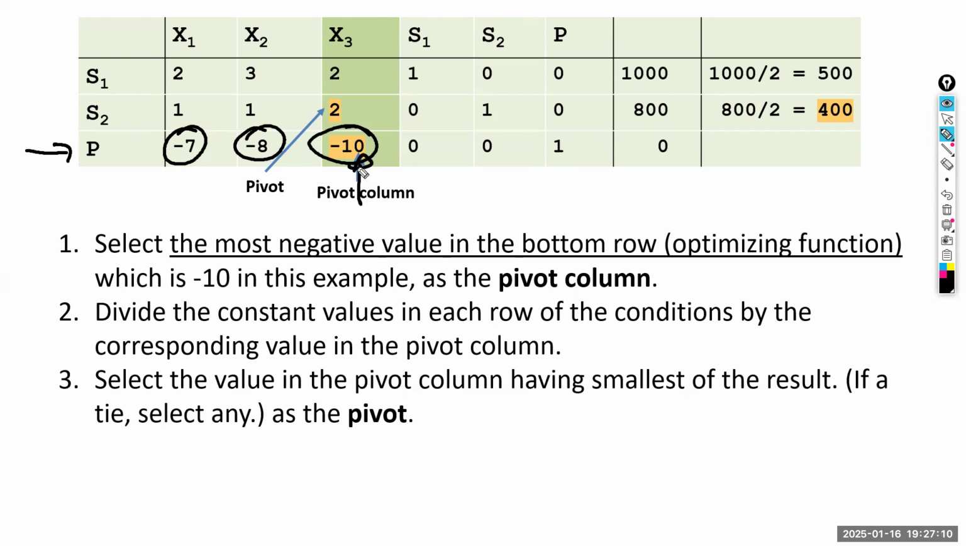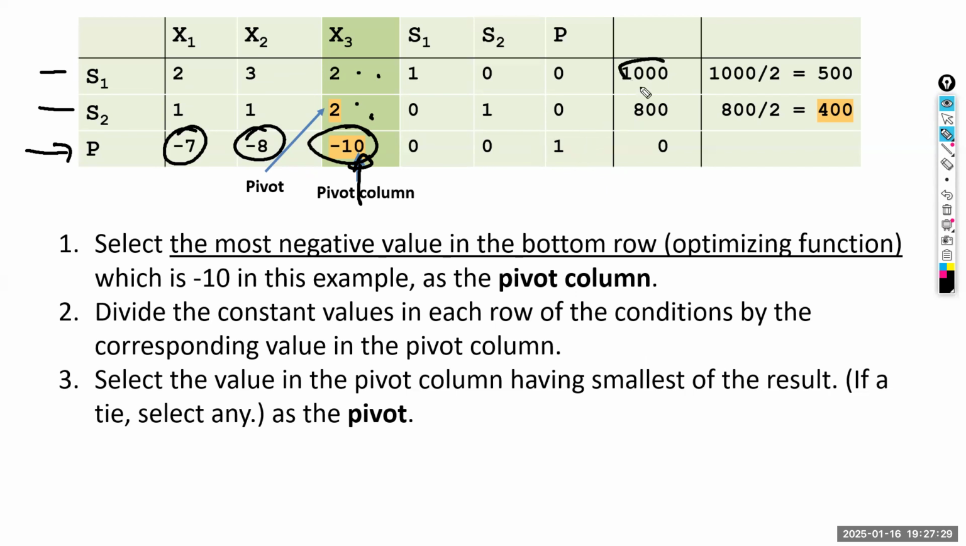Okay. So now we have identified the pivot column. Then we need to identify the pivot value. Pivot value is one of the values in that column. How to find the pivot value? Pivot value must be one of the values from your inequalities. So this is how you do it.